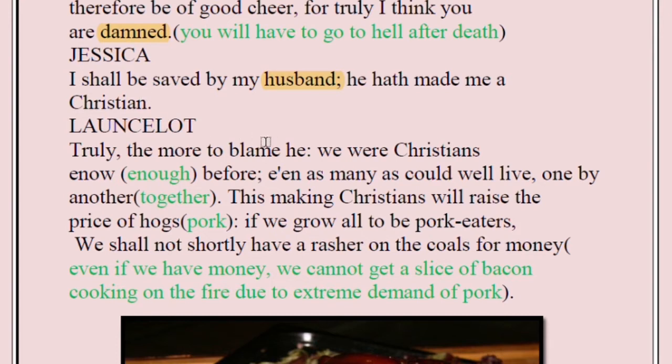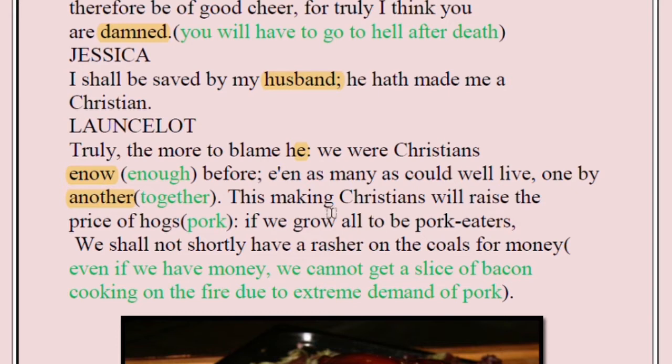Launcelot: Truly, the more to blame he. Now, Launcelot has to say something about Lorenzo also. Launcelot says that I am blaming Lorenzo because we were Christians enough. Enough means we had enough Christians already, even as many as could well live one by another. So we had a good number of men and women, and there was no need of adding extra people into the Christian religion.